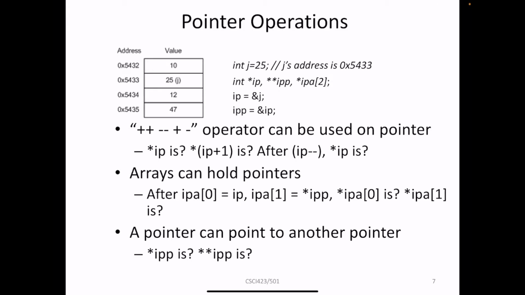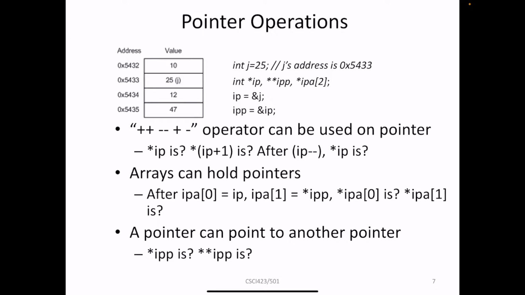Next, let's talk about the operations that can be applied on pointers. For example, plus plus, minus minus, plus, minus, etc. And also we can use an array to hold pointers. Each element in the array is a pointer. A pointer can also point to another pointer. Then let's have an example to explain each one of them as we just mentioned.